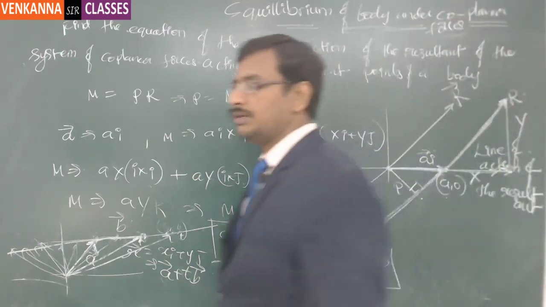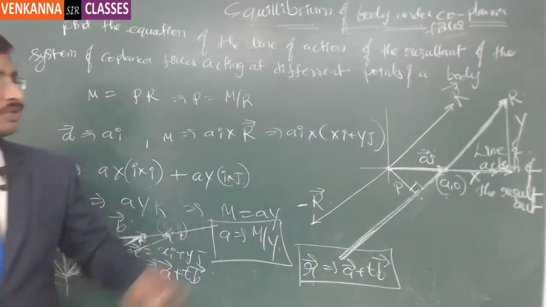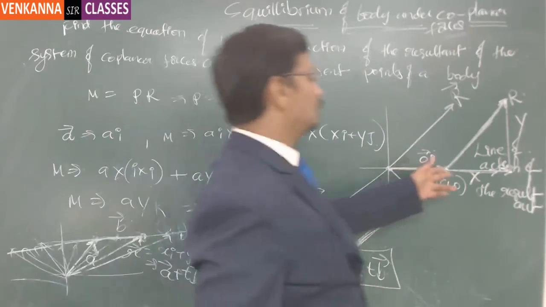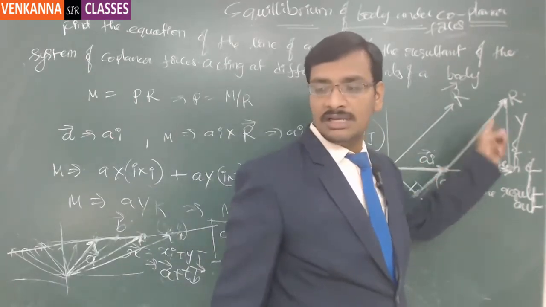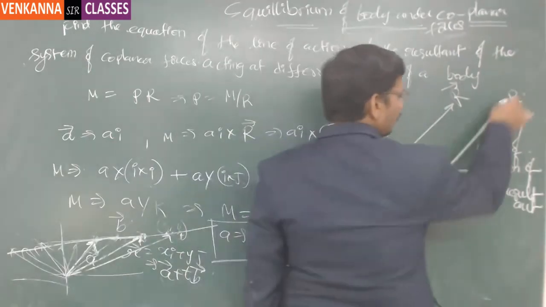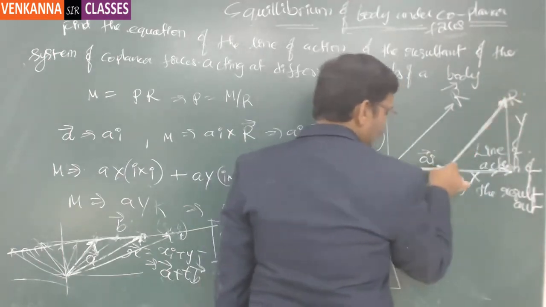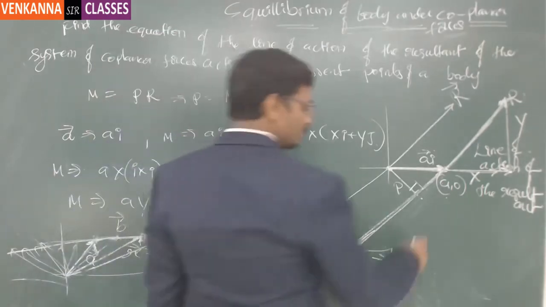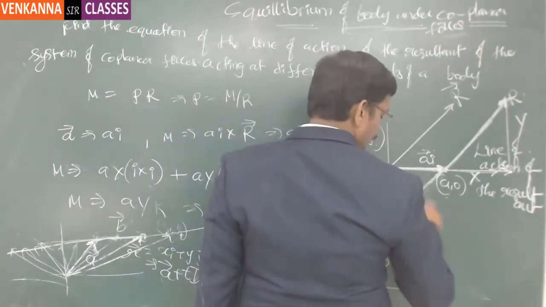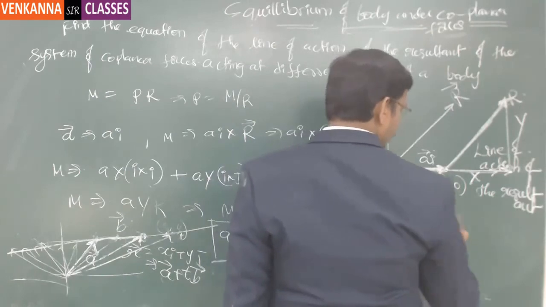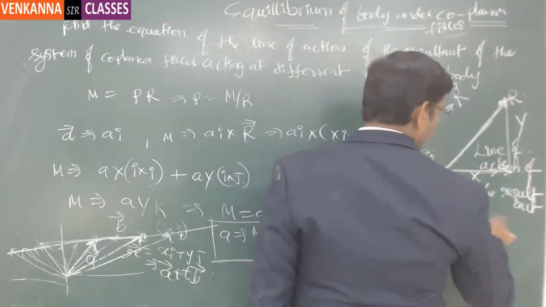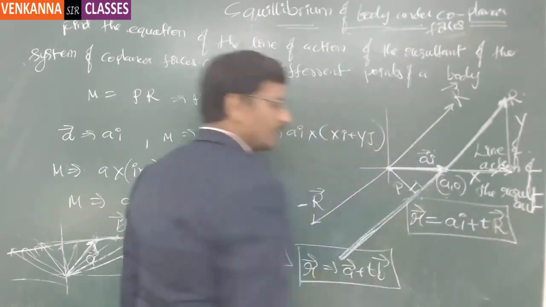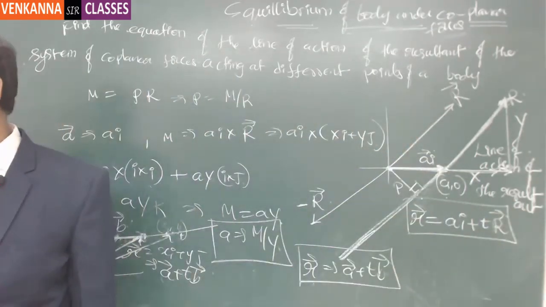Got it? The same equation we are going to use in this particular case. The same value we are going to use here for identifying this particular straight line equation is, you know that this vector is the r vector, you know that this vector is a vector. So the equation of the straight line is r is equal to ai plus t times r. So this is the equation of the straight line. Got it? So you understand this.